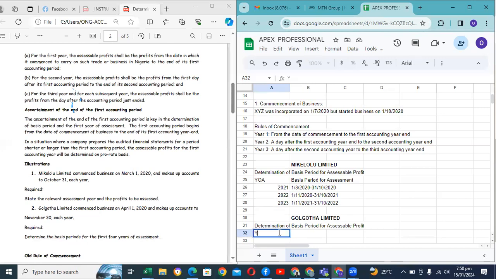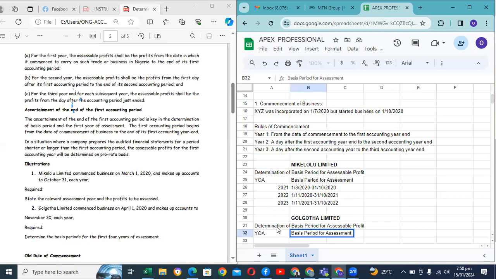I was in an exam situation. Are we allowed to calculate the abnormal basis year for the first year? I was thinking it should be from March to October 31st, 2021. No. It's still abnormal because it's more than 12 months.